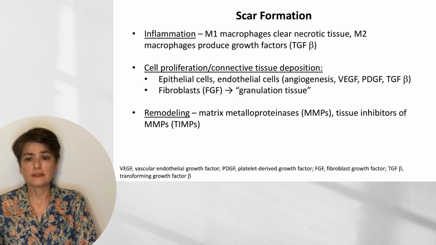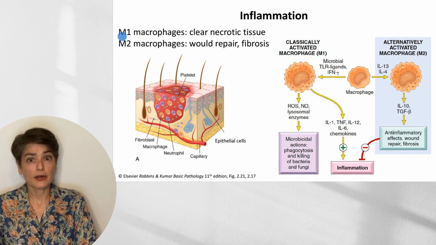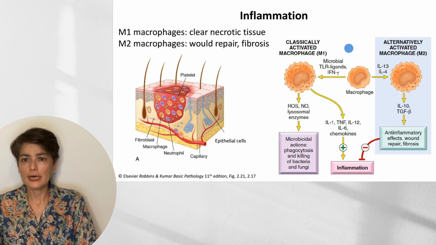So now let's look at each of these in detail, beginning with inflammation. So as I mentioned, M1 macrophages are going to clear necrotic tissue. M2 macrophages are going to do with wound repair and fibrosis. So this is just to remind you that what we see in macrophages is that they can differentiate along 2 different pathways. One is the M1, the classically activated macrophage, which is involved in phagocytosis and killing of bacteria and fungi. So this really drives inflammation. And then the alternatively activated macrophage, which has anti-inflammatory effects and wound repair and fibrosis.